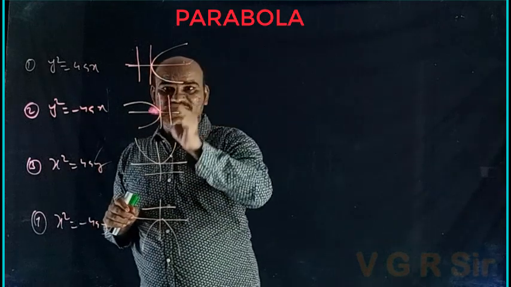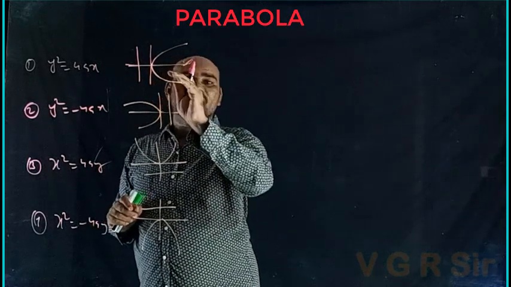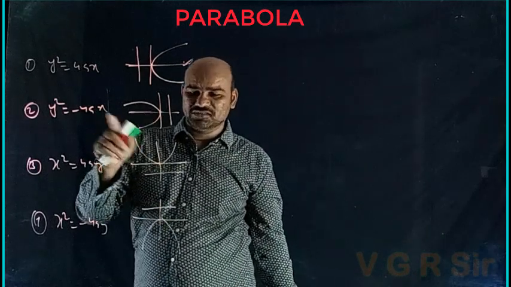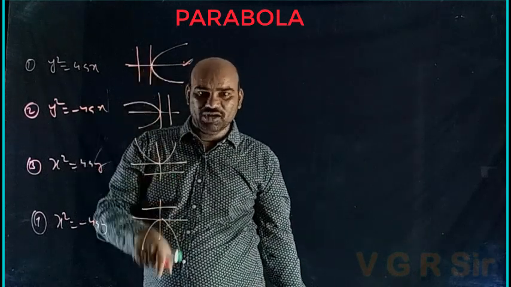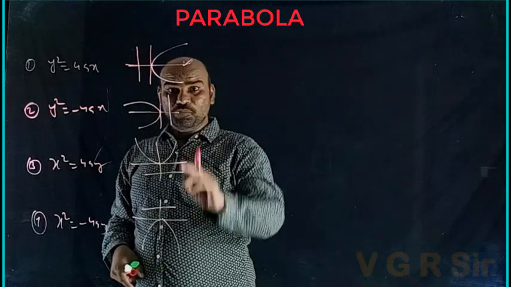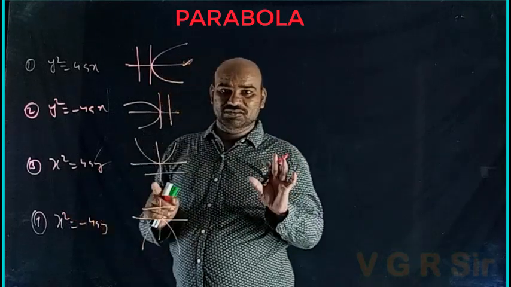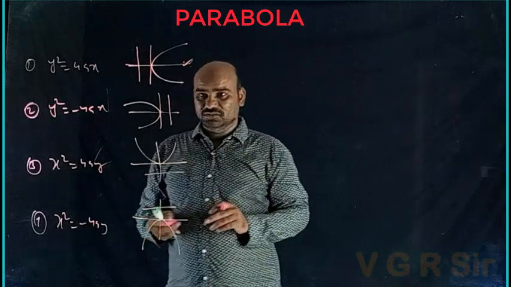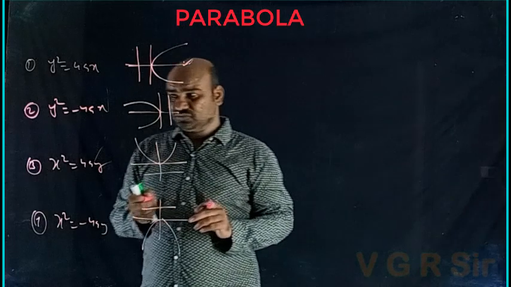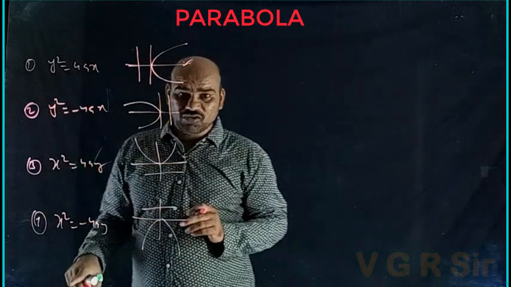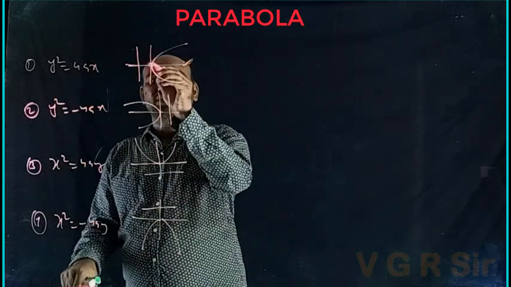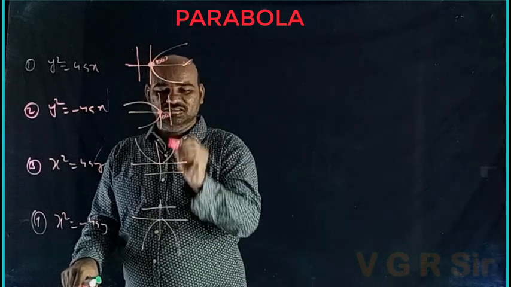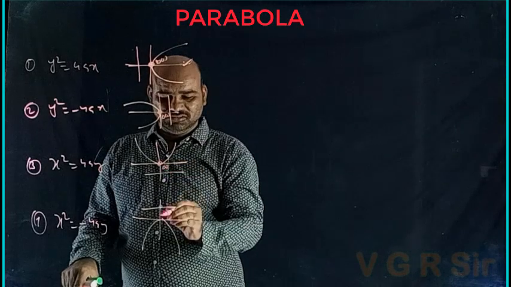For this and this, the parabola opened right hand side. Its mouth opened right hand side. Mouth open left hand side. Mouth open upwards. Mouth open downwards. By using these simple graphs, you can write everything about a parabola. That is very important. Okay, important note. Among all these 4 standard forms, your vertex is 0 comma 0 only, for all.